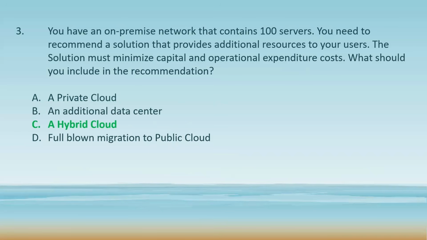The correct answer is option C, hybrid cloud. Hybrid cloud is the best choice in this case as the capacity is needed only for additional resources. And the other options of private cloud and additional data center will increase the capital expenditure significantly. Full migration to public cloud is a distractor here as the requirement is to provide a solution for additional resources.